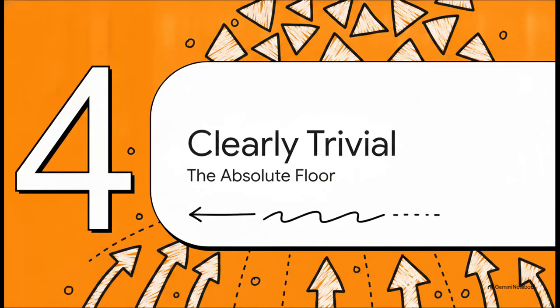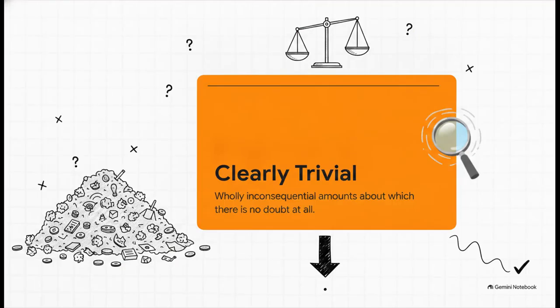Section 4. The clearly trivial threshold, the absolute floor. Let's shift gears to Standard on Auditing 450. This standard dictates that the auditor must accumulate misstatements identified during the audit, unless they are clearly trivial. So what does that mean? Clearly trivial describes amounts that are wholly inconsequential, whether you look at them individually or in aggregate, and about which there is absolutely no doubt at all.